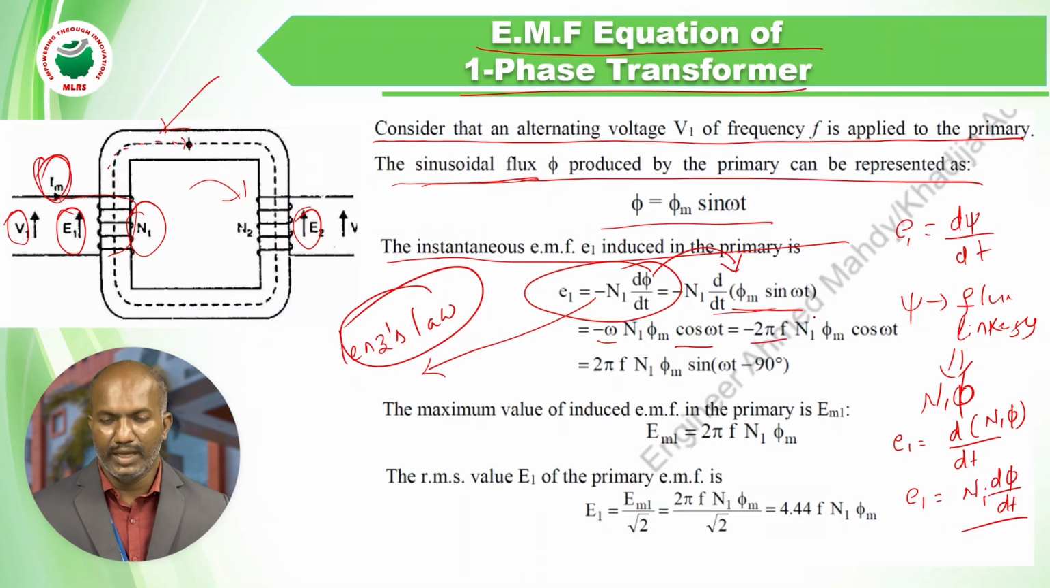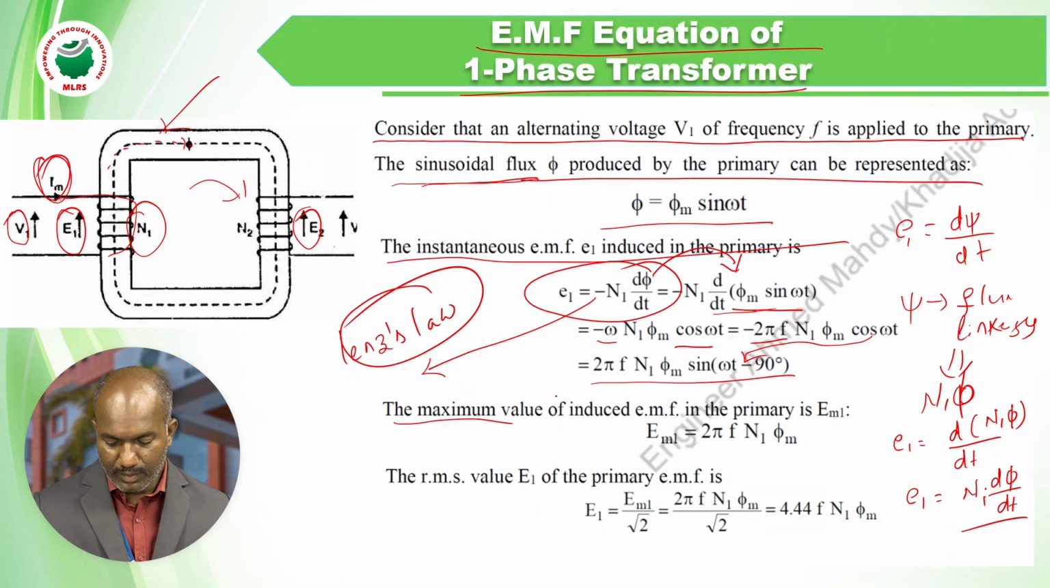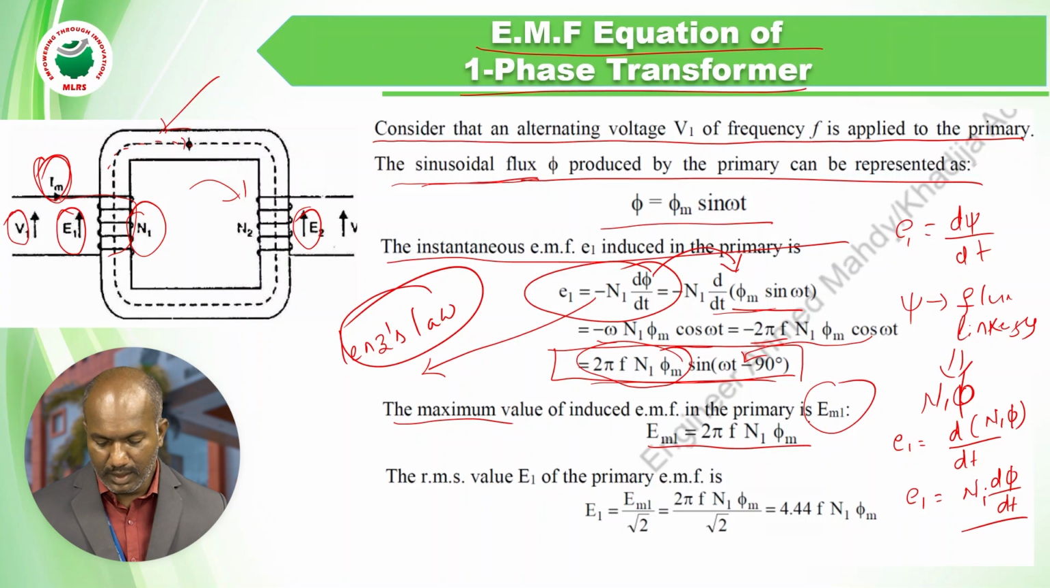So omega is 2 pi f, the angular frequency. So 2 pi f N1 into phi m into cos omega t. Now cos omega t can be written as sin of omega t minus 90. So from this equation, that is 2 pi f N1 phi m sin of omega t minus 90, the maximum value of induced EMF is given by 2 pi f N1 into phi m. That is the maximum value. Em1 is equal to 2 pi f into N1 into phi m.